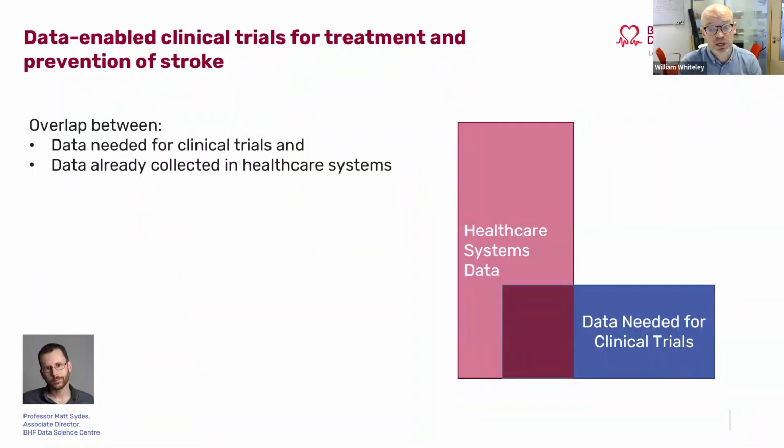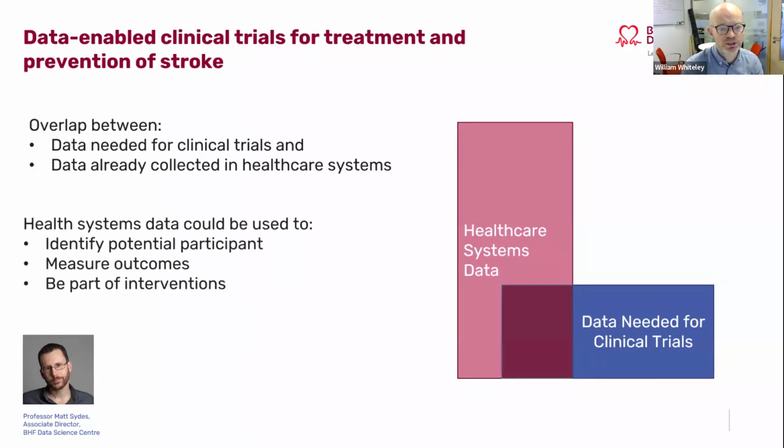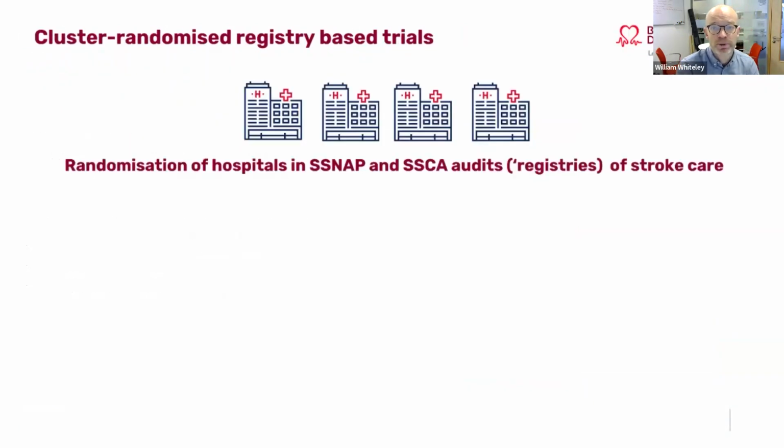And if we could use those data that's collected for health systems, we might be able to make our trials more efficient and faster. We could use health systems data to identify potential participants, to measure outcomes that we're interested in the trial, or actually for the whole health systems data infrastructure to be part of an intervention to improve health. What we're going to think about in the stroke data science catalyst is whether we can do cluster randomized registry trials using large national audits, the Sentinel audit in England and the Scottish Stroke Care audit in Scotland.